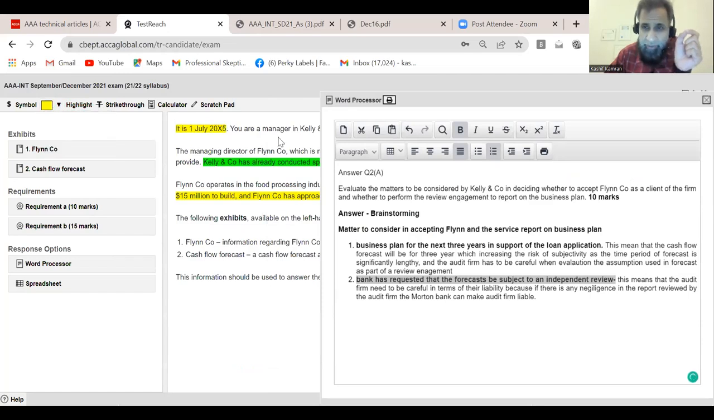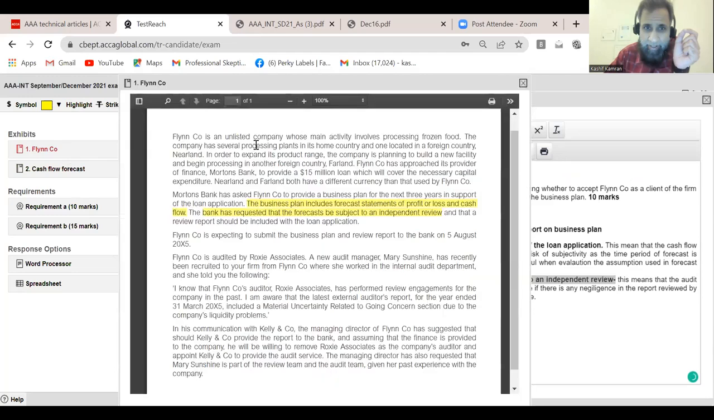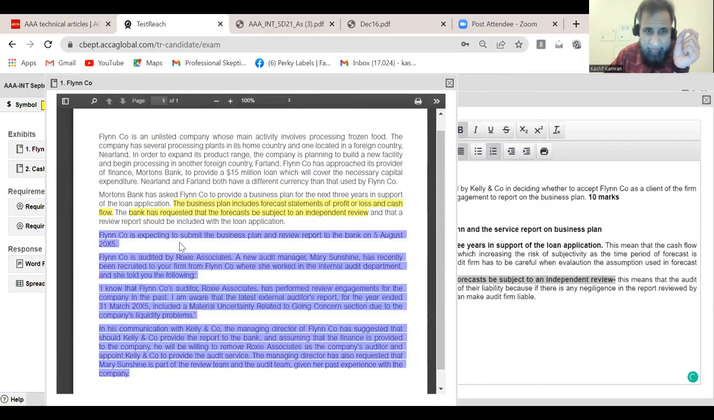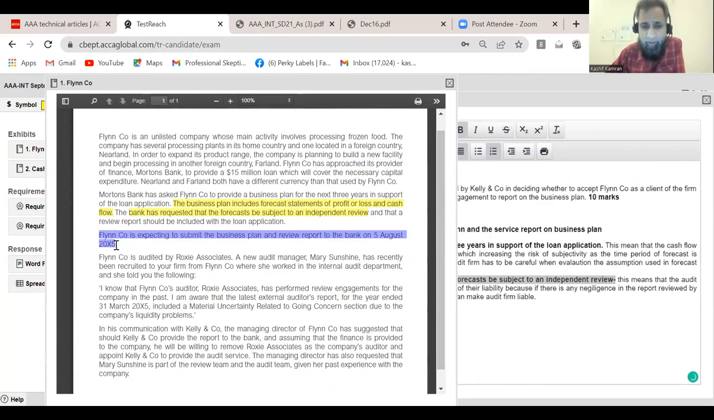So it's already the 1st of July. And we need to submit this application to the bank. Flynn Company is expected to submit the business plan till the 5th of August. So how much time we have to complete this review engagement as an auditor if we accept this? How much time we have to complete this? Just 1 month?